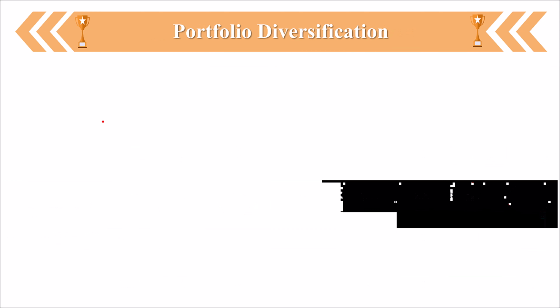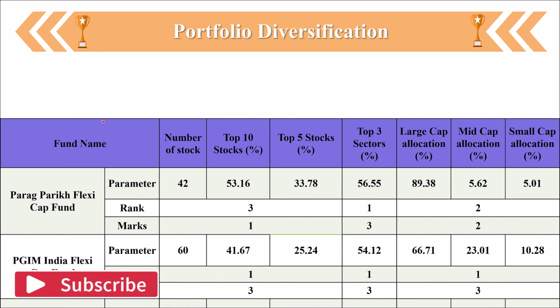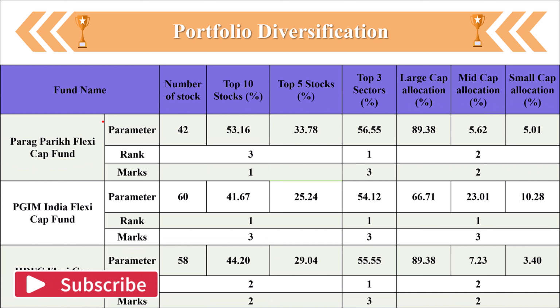So for the portfolio diversification, we have the number of stocks, top 10 stock allocations, top 5 stock allocations, top 3 sectors, large cap allocation, mid cap allocation, and small cap allocations. For the number of stocks, we will compare that. The Parag Parikh Flexi Cap Mutual Fund has 42 stocks, PGIM Flexi Cap Mutual Fund has 60, and SDFC Flexi Cap Mutual Fund has 58.